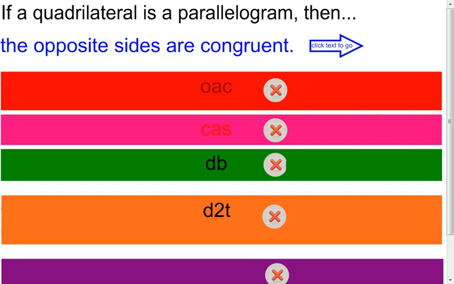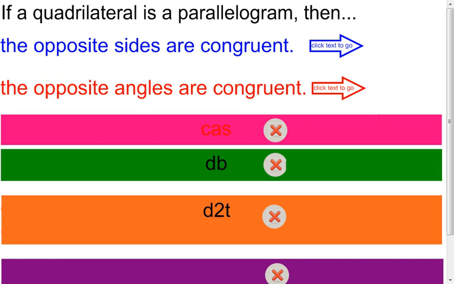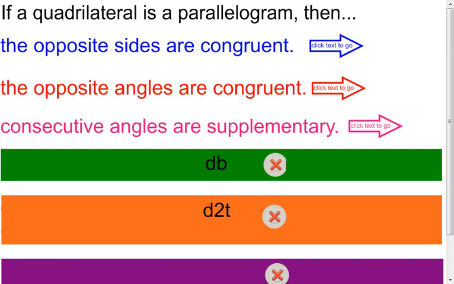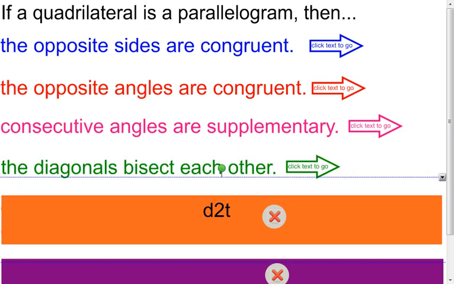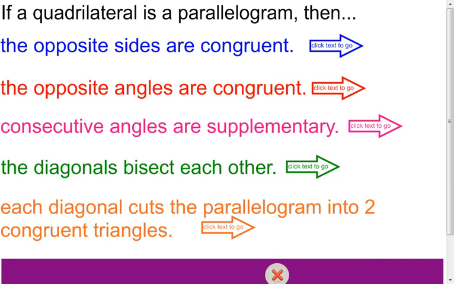So we had one statement that said if the quadrilateral is a parallelogram, then the opposite sides are congruent. We also had another one that said the opposite angles are congruent. We know the consecutive angles are supplementary. We know the diagonals bisect each other, and we know the diagonal will cut the parallelogram into two congruent triangles. We know all of these things.